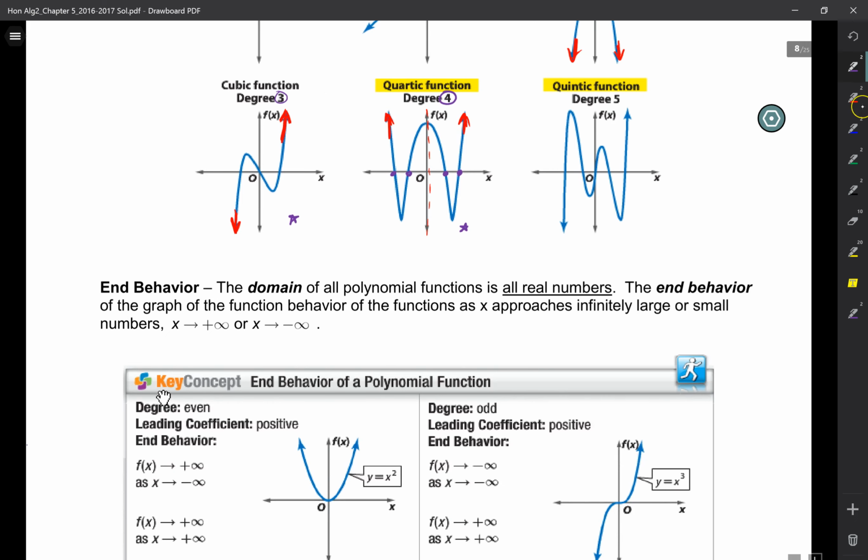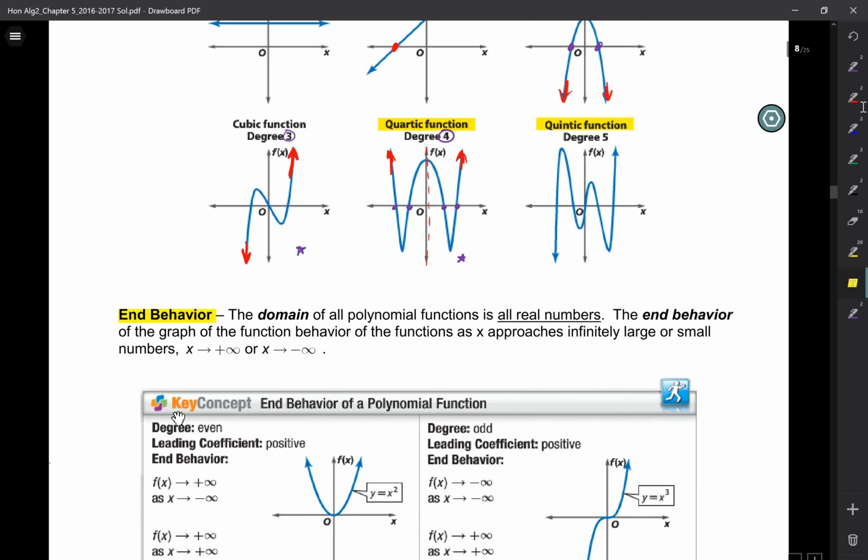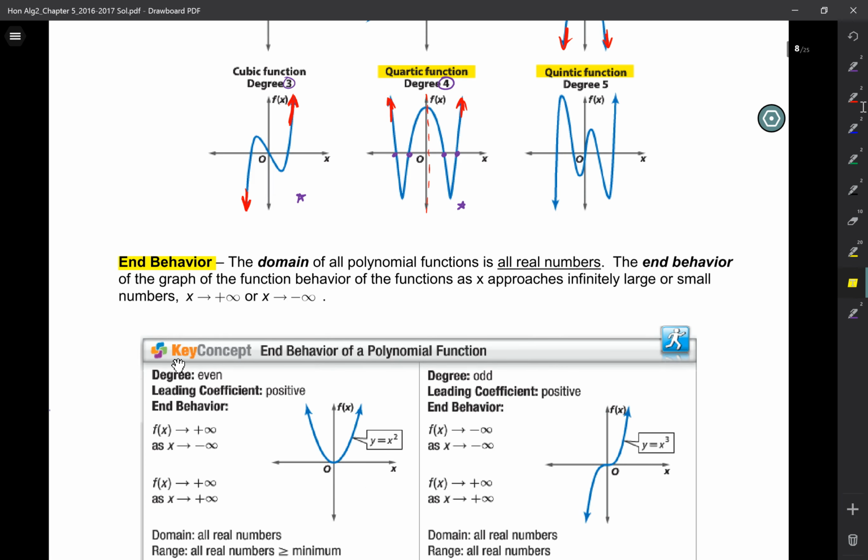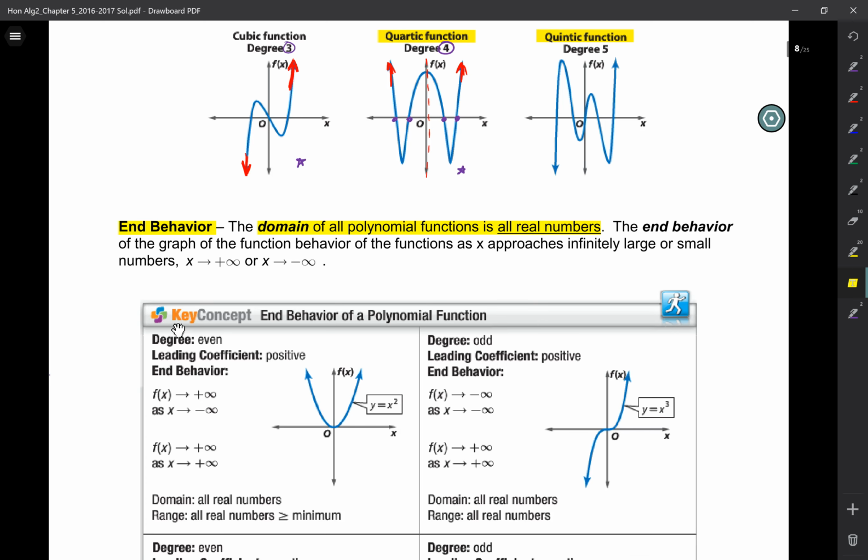Yeah. Brings us to end behavior. And end behavior is exactly what it sounds like. It's the behavior in the end of the graph. All right? Now, we talked about what is the domain for all quadratic functions? All real numbers. And it's the same for all polynomial functions. It's all real numbers, because you're always going to have a nice, smooth-looking, roller coaster-looking graph. Okay? Now, the end behavior is what happens as x approaches infinitely large numbers. Like, what happens as x approaches positive infinity or negative infinity?